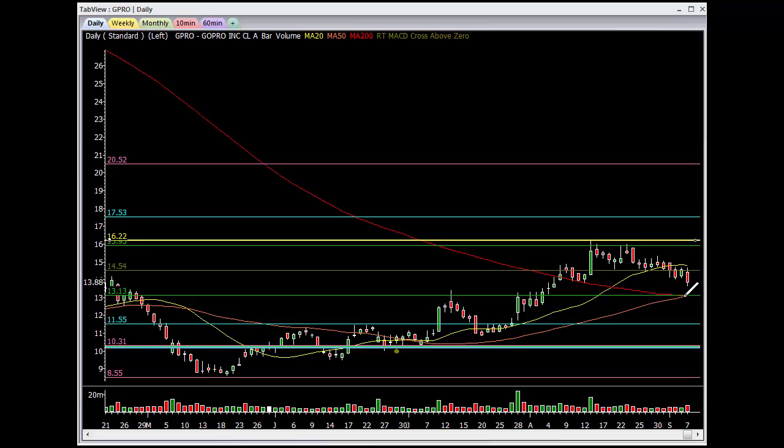If this thing cracks below here, I mean we're at 13.88, this is going to be on to the downside if this does not hold. You have good support coming from this pivot as well. So if this does not hold, you better look out below. This thing will be coming in fast and furious.